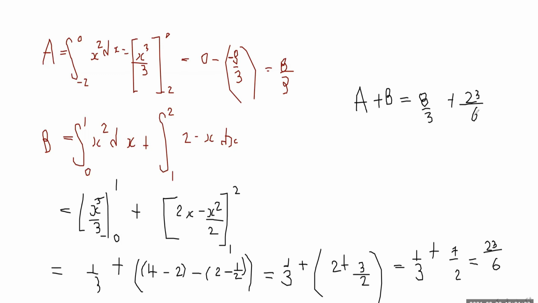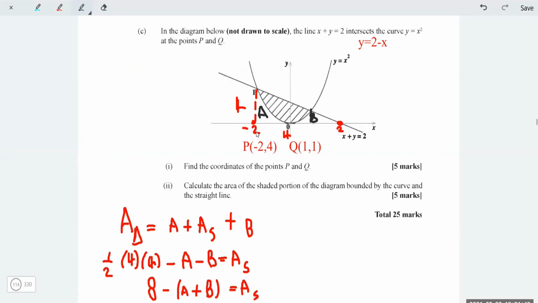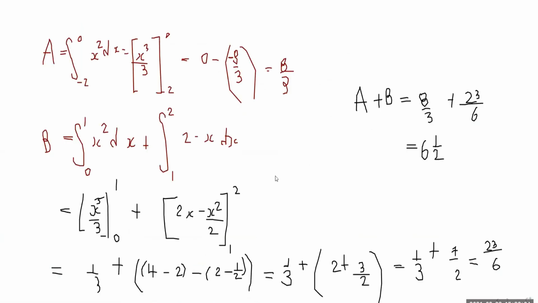Add them up, the 8 over 3 plus 23 over 6, and we end up getting 6.5. So all of this adds up to 6.5, which is 6 and 1 over 2. That's A plus B. That came off the screen real quick. Let me go back again. That's 6.5.